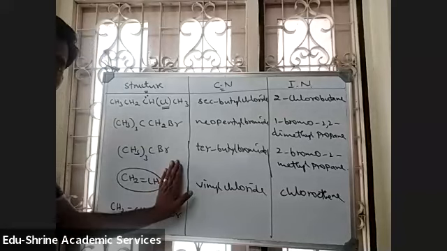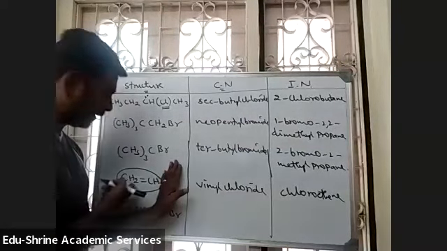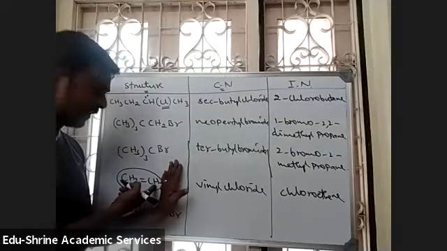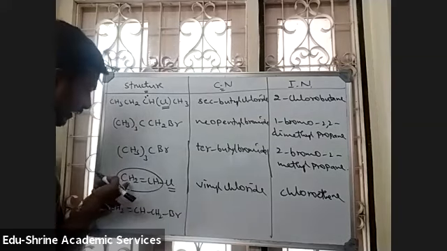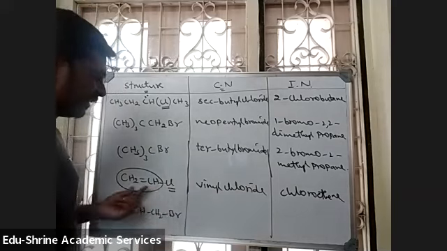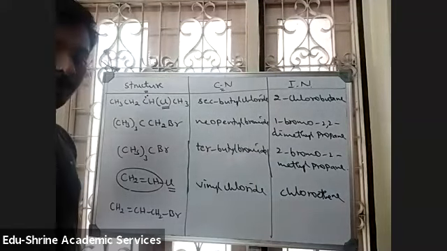If there is no chlorine here, it is ethene. Ethene contains only 2 carbon atoms. Both carbon atoms are identical, so you will not get 2 different positions. Either I replace this hydrogen with chlorine or that hydrogen with chlorine, it will be the same. So just write chloroethene. That will be the IUPAC name of this compound.